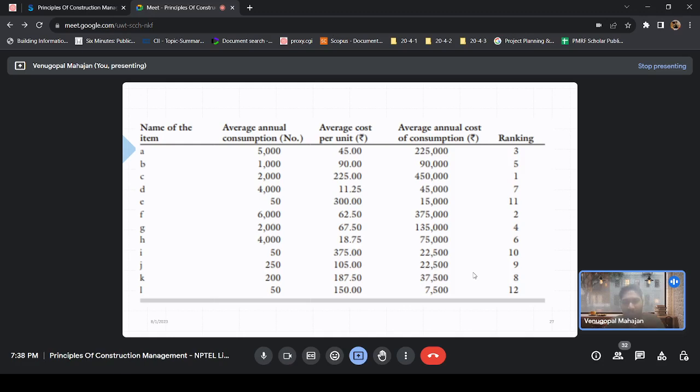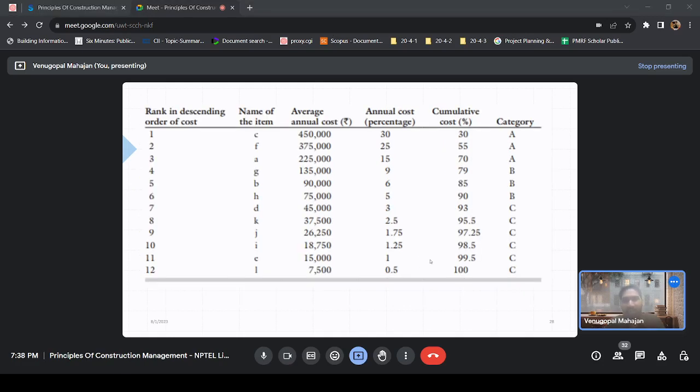We arrange them in the order, right? Increasing order. Then we calculated the cumulative cost. First annual percent, like your total was 1500, so annual percent for each and every one of them, and we calculated the cumulative cost. You guys know how to calculate the cumulative cost, right?